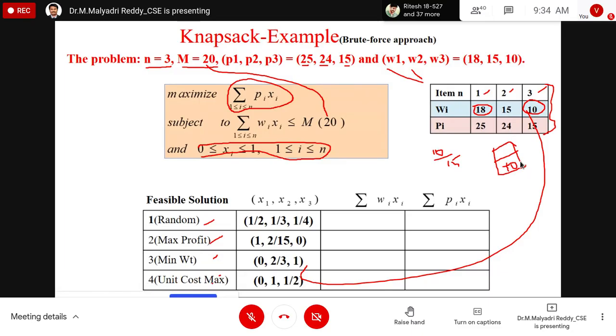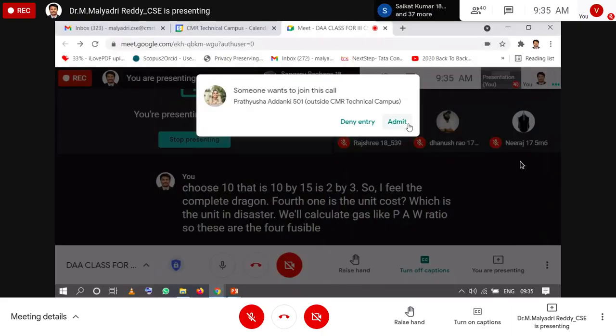Fourth one is the unit cost. Based on the unit cost, we calculate the ratio Pi by Wi. So these are all the 4 feasible solutions chosen.